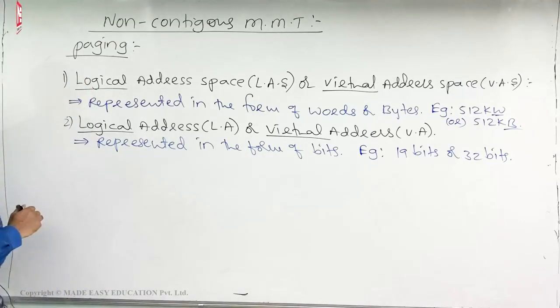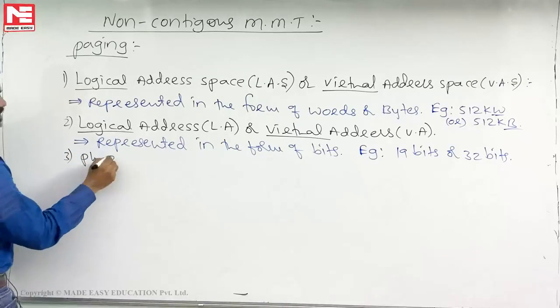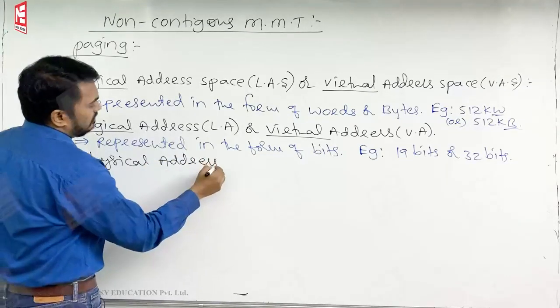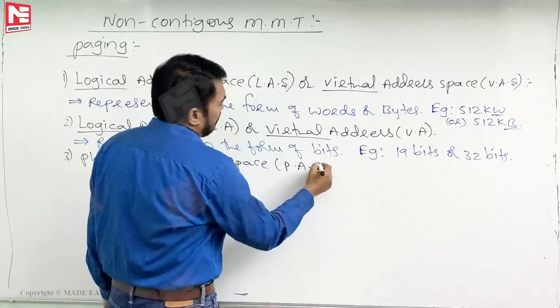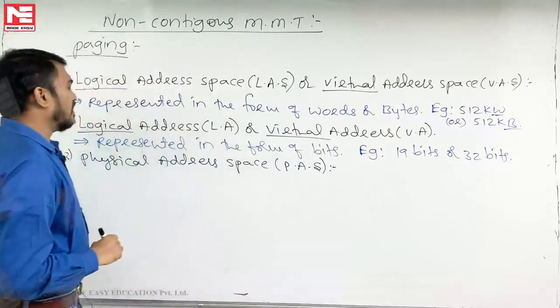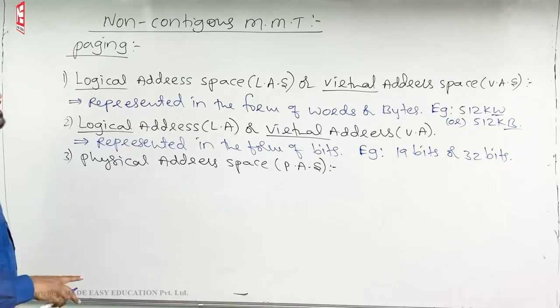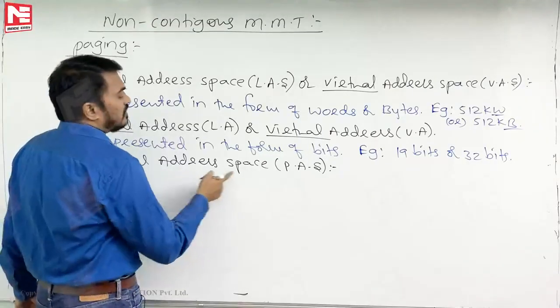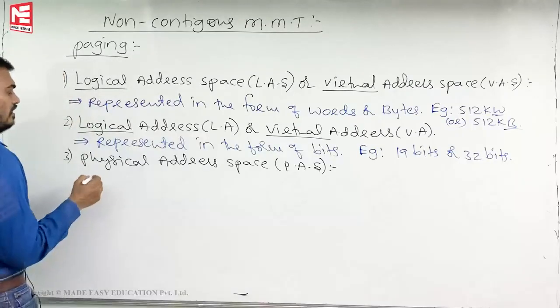Pause and copy. Right. The next one is the physical address space, that is PAS. We'll call it PAS, physical address space. Now the physical address space will be represented in the form of what? It is an address space, so it is represented in the form of words or bytes. Note down.